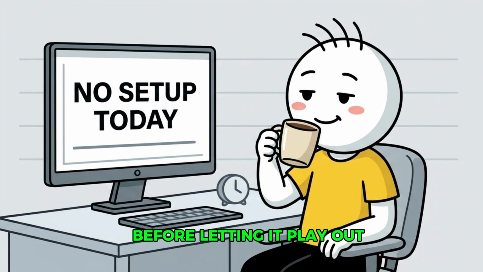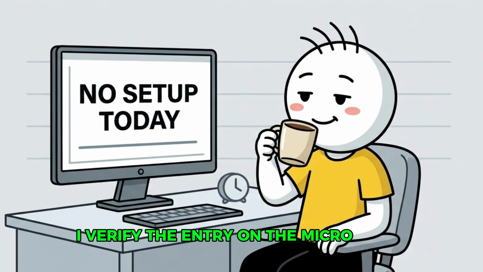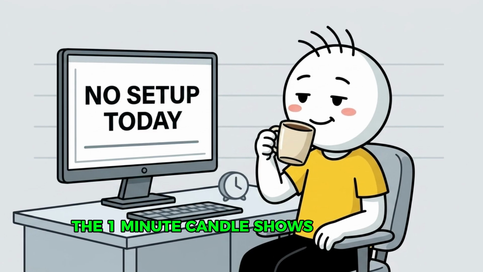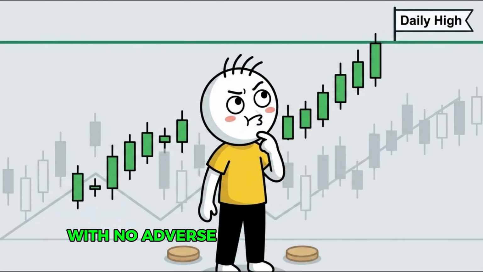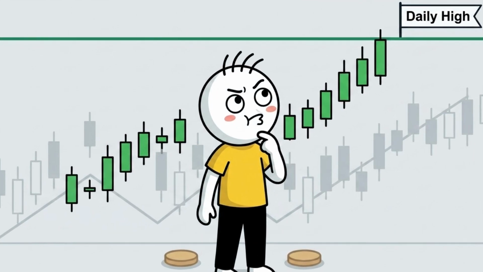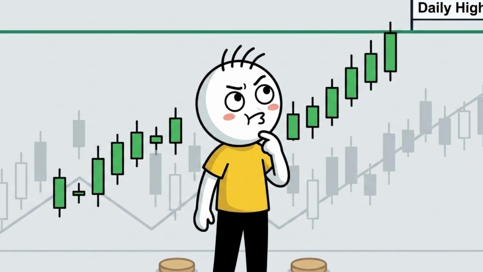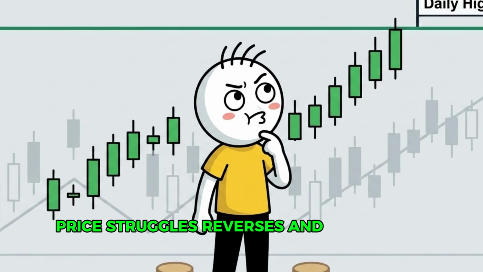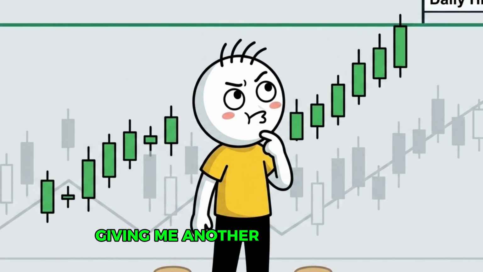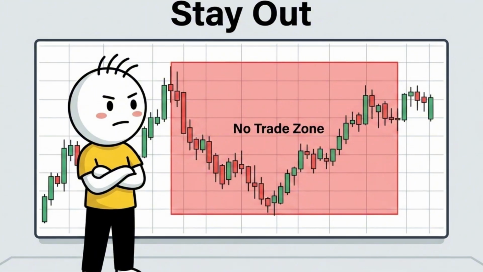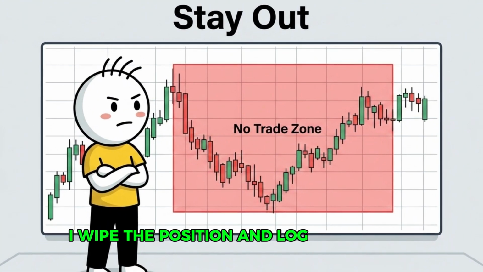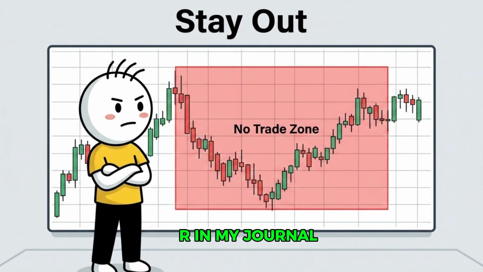Before letting it play out, I verify the entry on the micro charts. The 1-minute candle shows I was filled perfectly with no adverse reversal taking us out, so I return to the 15-minute frame to see how the story ends. Price struggles, reverses, and hits my stop loss, giving me another -1 R trade. I wipe the position and log the -1 RR in my journal.